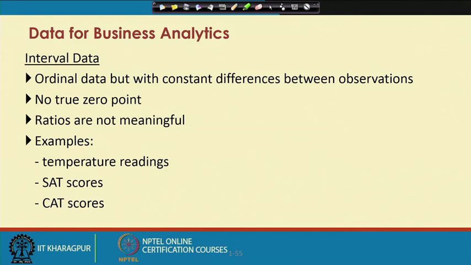Then the third one is called interval data: ordinal data, but with constant difference between observations. There is no true 0 point, and ratios are not meaningful. Some examples are temperature readings, SAT score, CAT score, TOEFL scores. These are the classic examples you can put in the case of interval data.